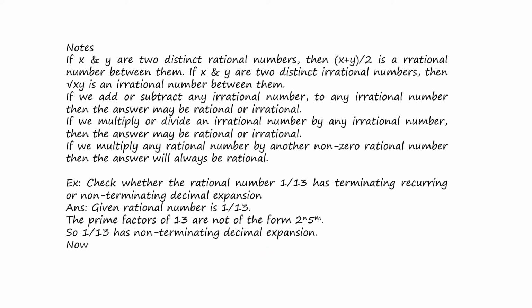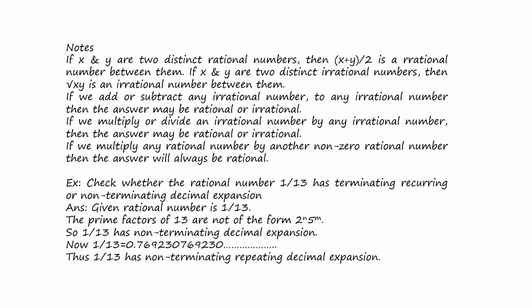Now 1 by 13 equals 0.076923, 076923 and so on. Thus 1 by 13 has non-terminating repeating decimal expansion.